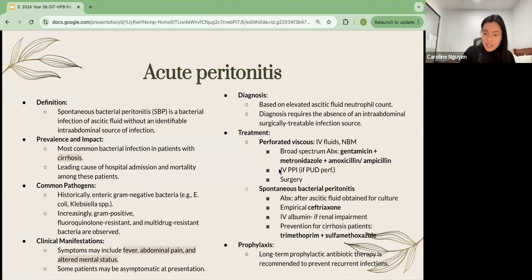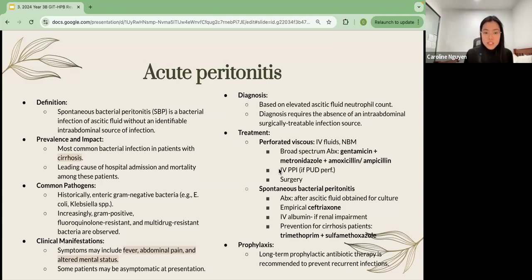Acute peritonitis also involves SBP, spontaneous bacterial peritonitis. It's a bacterial infection of ascitic fluid without an identifiable intra-abdominal source of infection. Most commonly, it happens in people with cirrhosis, and this one is pretty intuitive. With the cirrhosis, you've got ascites, and I'll talk about that later in the liver cirrhosis topic. With the ascites, you've got fluid sitting in the peritoneum. It's most likely going to catch some sort of infection and then cause havoc inside the abdomen.